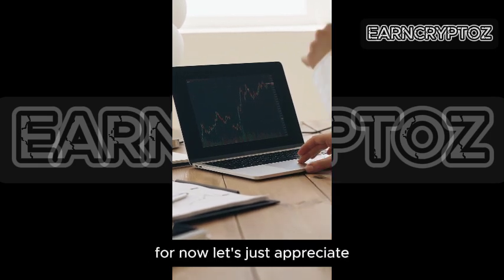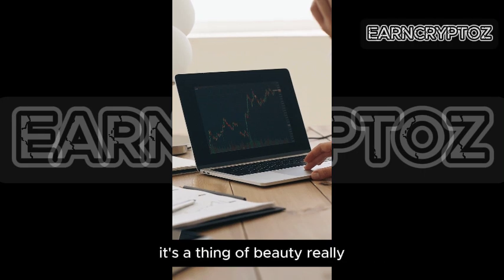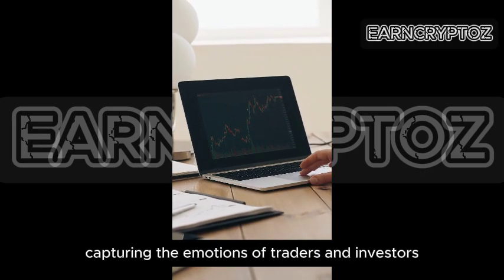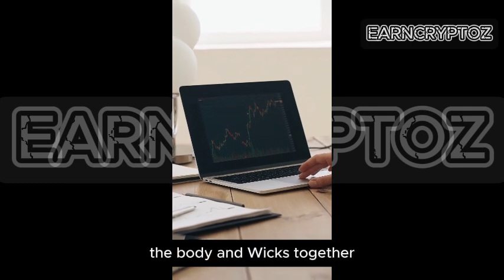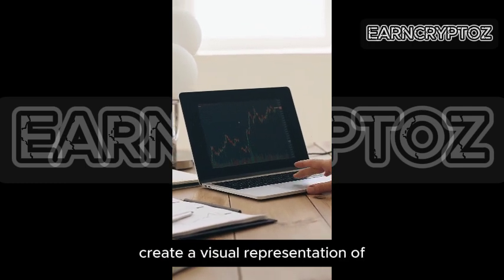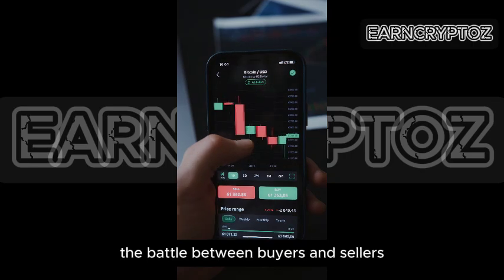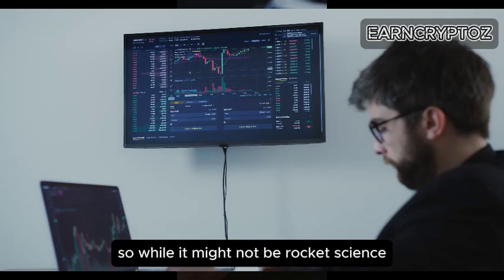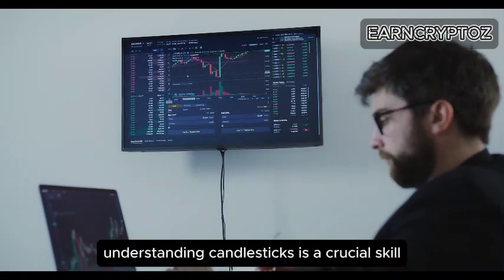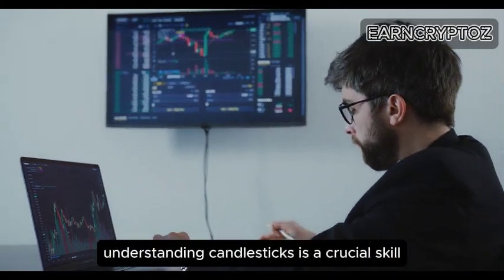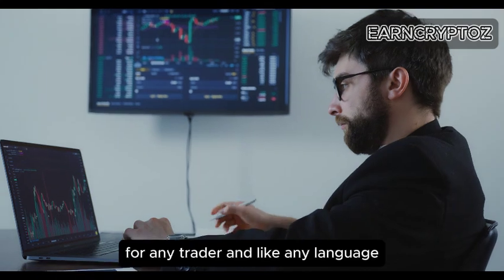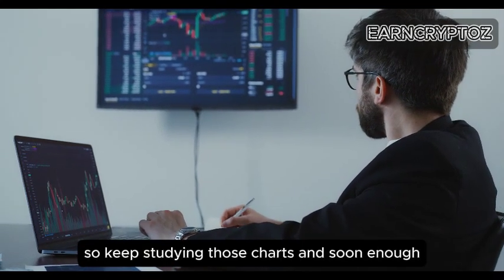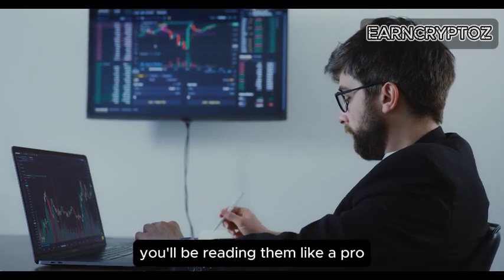For now, let's just appreciate the elegant simplicity of the candlestick. It's a thing of beauty, really. Each candlestick tells a story of market activity, capturing the emotions of traders and investors. The body and wicks together create a visual representation of the battle between buyers and sellers. When you start to see the bigger picture, you can make more informed trading decisions. So, while it might not be rocket science, understanding candlesticks is a crucial skill for any trader. And like any language, the more you practice, the more fluent you'll become. So keep studying those charts, and soon enough, you'll be reading them like a pro.